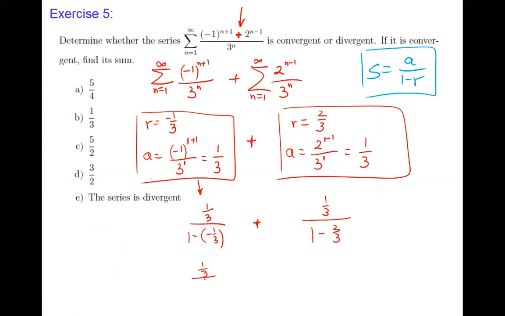Okay, this one is 1/3 over 1 plus 1/3. And this one is 1/3 over 1 minus 2/3, which is 1/3. That means 1/3 over 1/3 is 1, but the first one will be 1/4. 1/4 plus 1 is 5 over 4. This geometric series converges to 5 over 4.